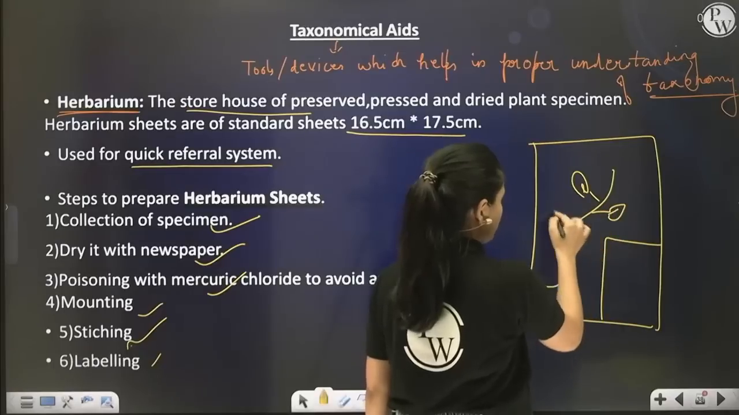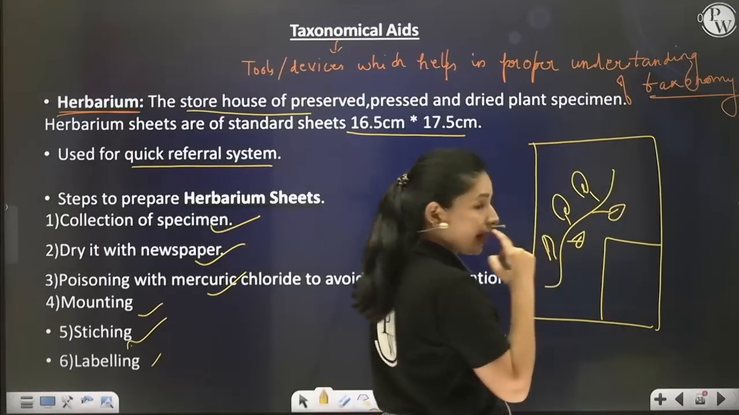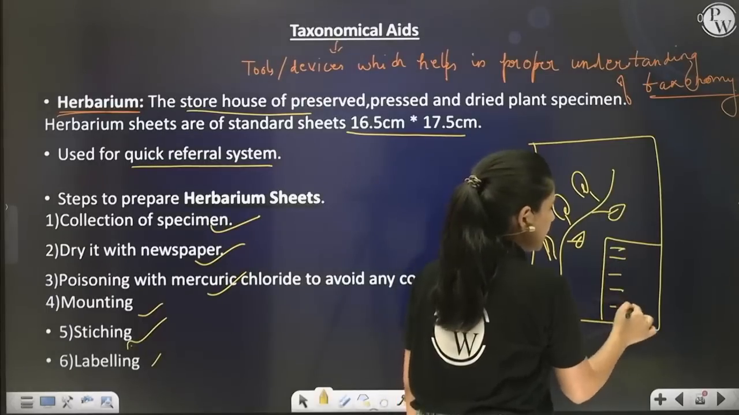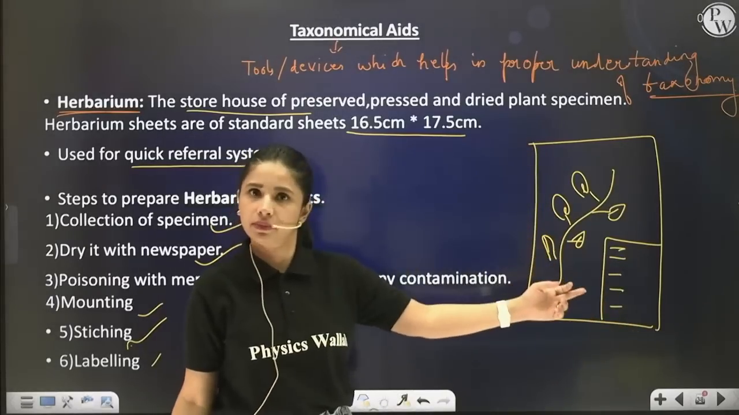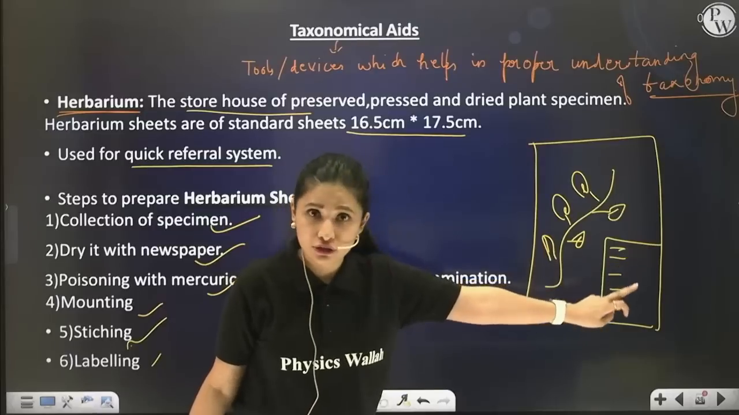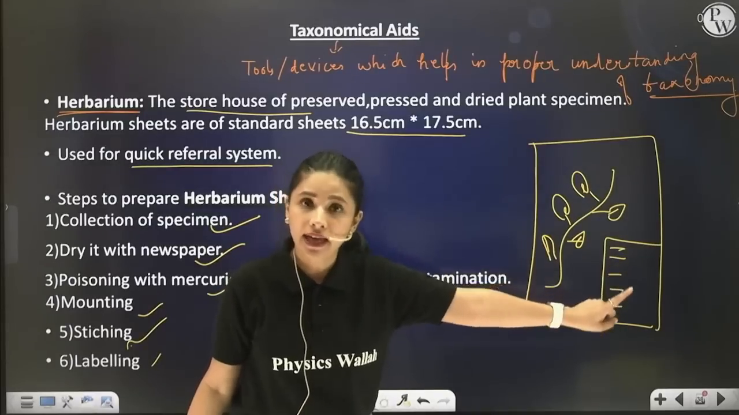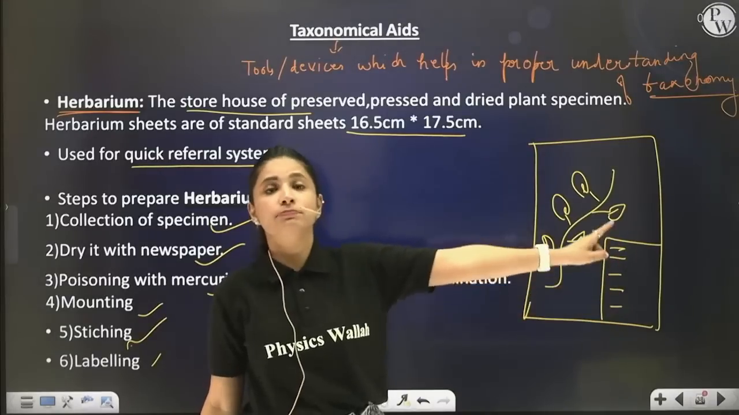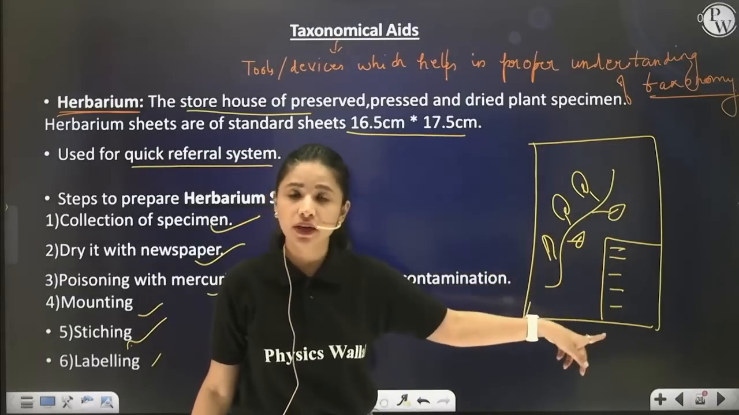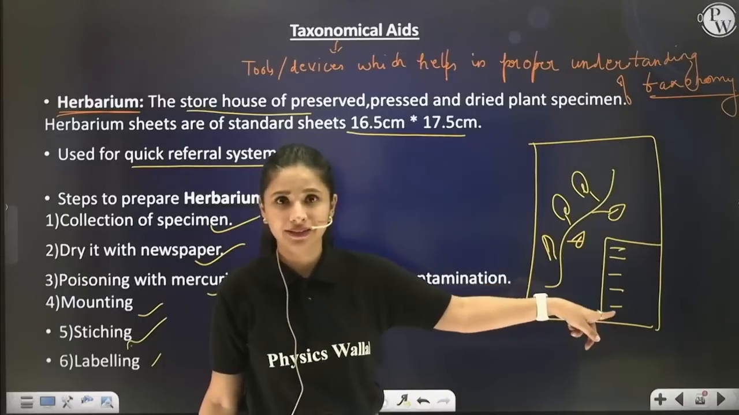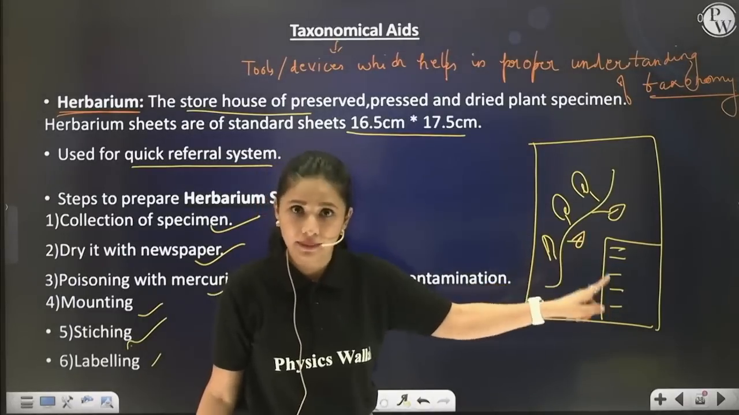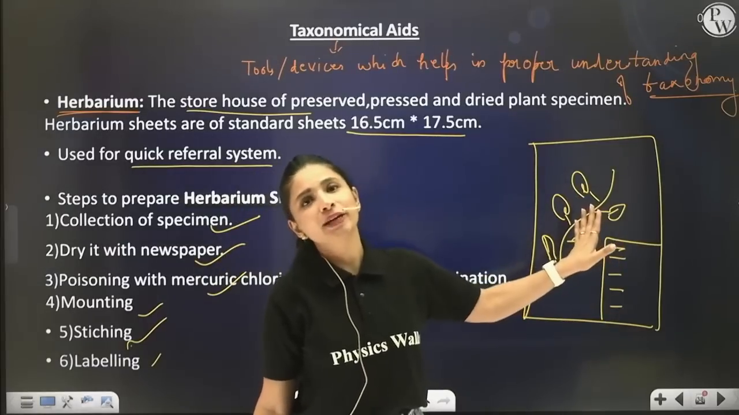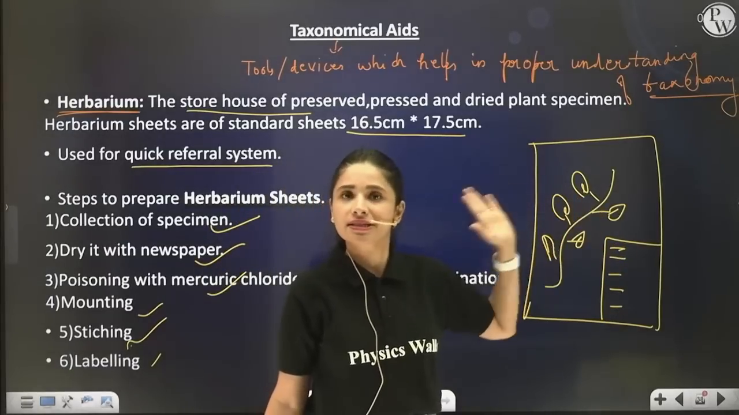You are going to paste your specimen over here, right? And then here you are going to get a space where you are going to provide some of the information related to your specimen, and that information also contains the name of the collector, the date of the collection, as well as the place of the collection, from where you collected the specimen, on which date you collected the specimen, as well as your own name. The collector name has to be also mentioned over here, and then you can keep it for quick referral system.